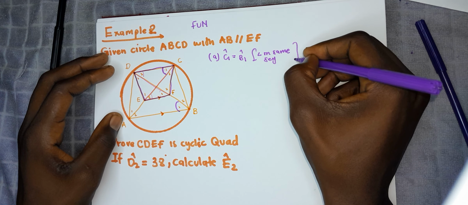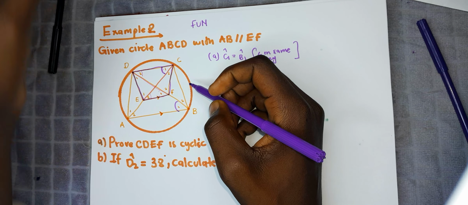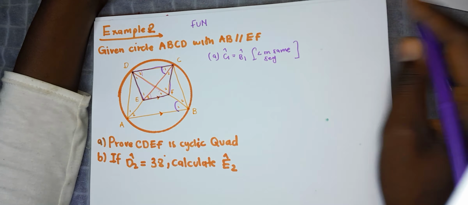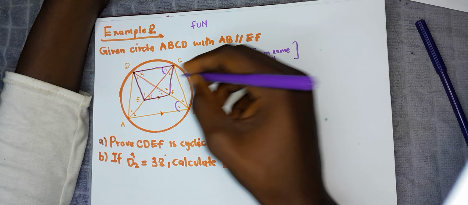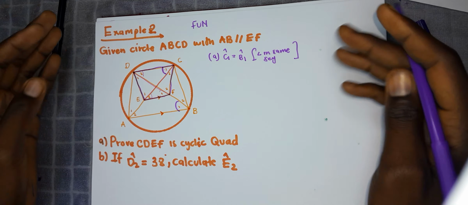Angle in the same segment. Remember, this is our theorem 4, the original theorem 4. It said that the angles subtended in the same segment are equal. I hope you understand it by now. Which means this one is going to be equal to angle C.